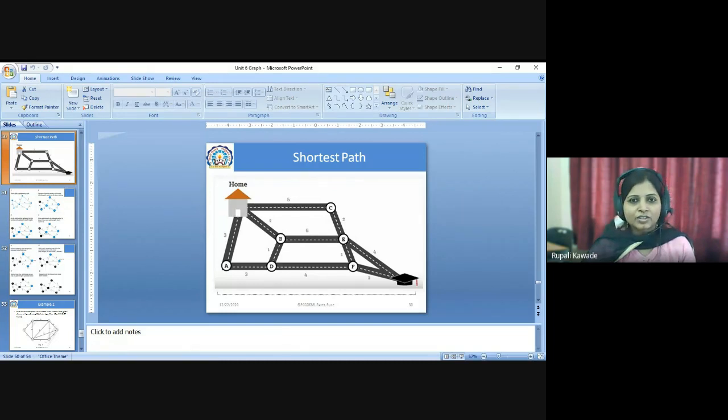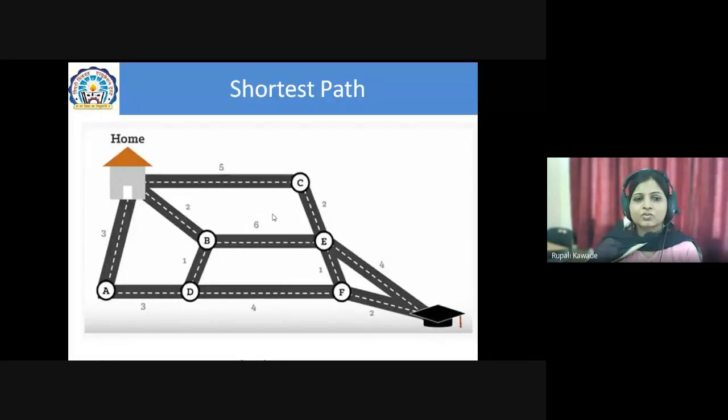Remaining topic of our last unit. Okay, so that is the shortest path algorithm, which is known as Dijkstra's algorithm. This algorithm is used to find the shortest path from the given vertex to the remaining vertices. Okay, so an example is shown. One simple example is shown.